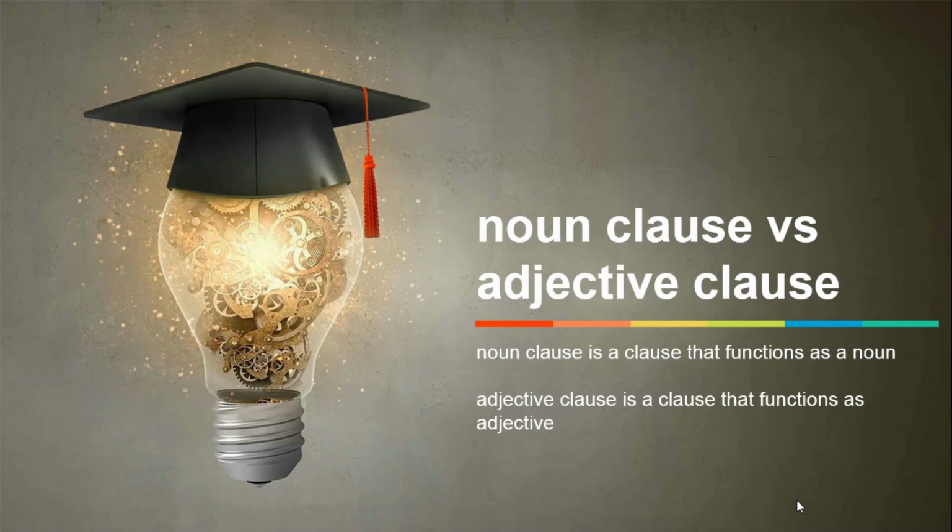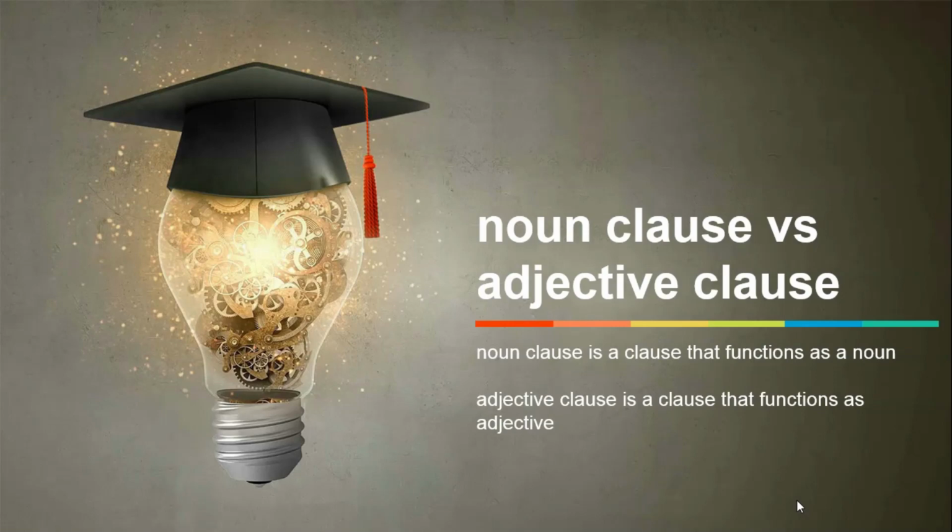Alright, let's look at the definition of noun clause and adjective clause first. Noun clauses are literally clauses that function as a noun. Therefore, a noun clause can be interpreted as a sentence that functions as a noun. It is actually a noun, but it takes the form of a sentence. So its function is a noun, but it is structured as a sentence.